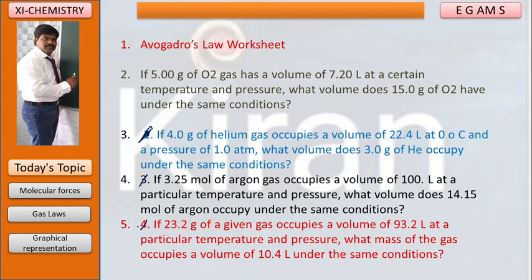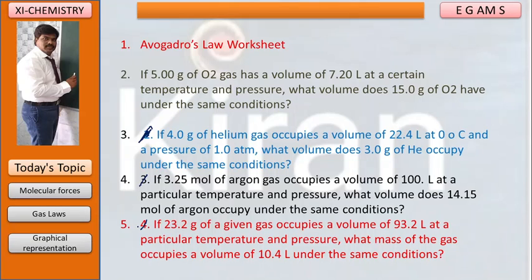If 23.2 grams of a given gas occupies a volume of 93.2 liters at a particular temperature and pressure, what mass of the gas occupies a volume of 10.4 liters under the same conditions?